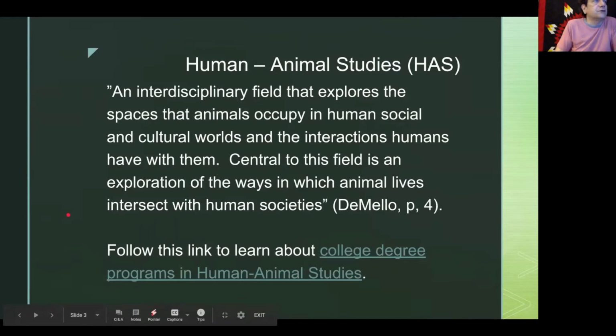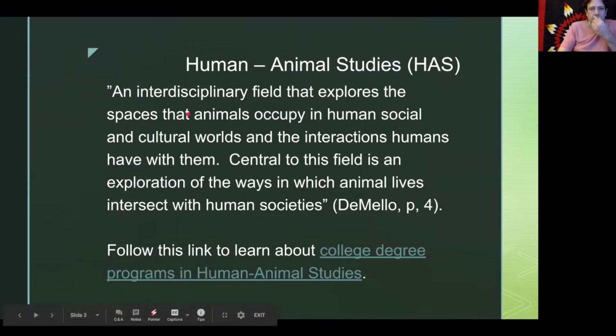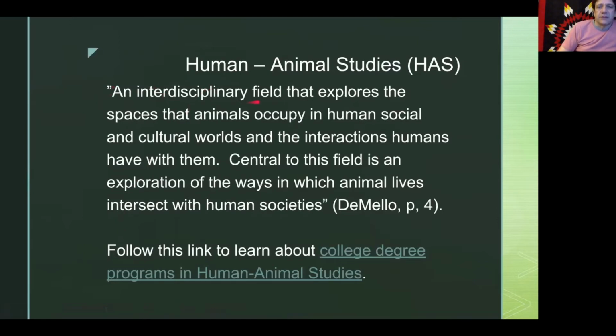Okay, so here we see a basic overall definition of what human animal studies includes. So it's an interdisciplinary field. We just talked about what that means, that this is going to draw from all kinds of different subject areas and academic fields of knowledge, different ways of studying and understanding a topic.